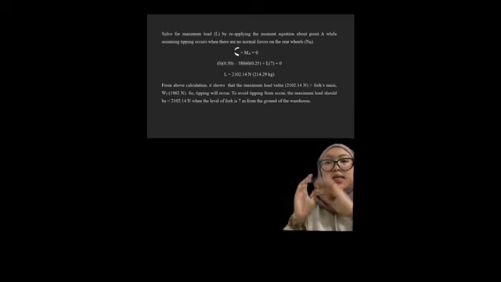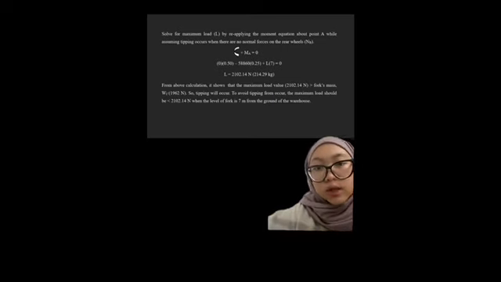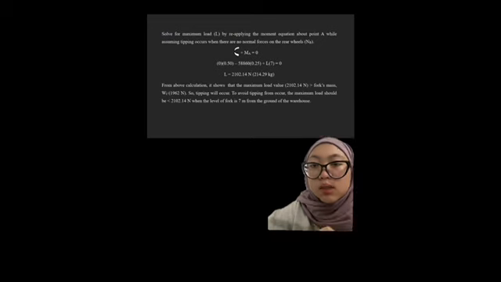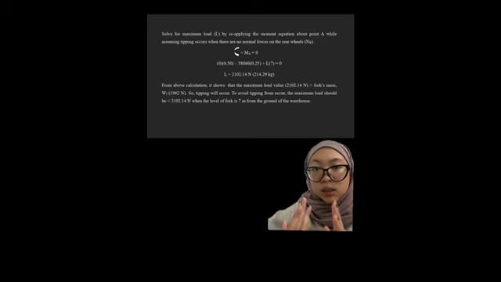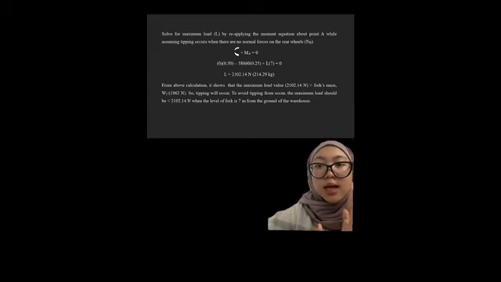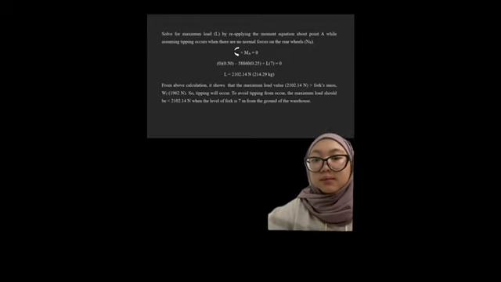So from this calculation, we can show that the maximum load value of 2,102.14 Newton is bigger than the forks mass, because we can go to the previous part where we can see that the forks mass is only 1,962 Newton. So it shows that the tipping will occur. So to avoid the tipping from occurring, the maximum load should be less than 2,102.14 Newton when the level of the fork is 7 meters from the ground of the warehouse.